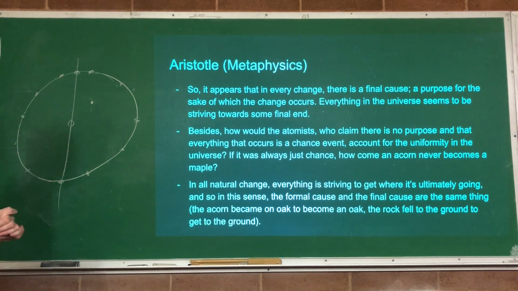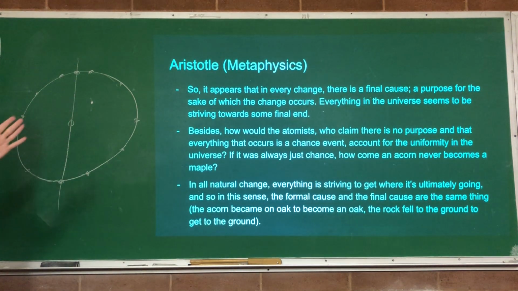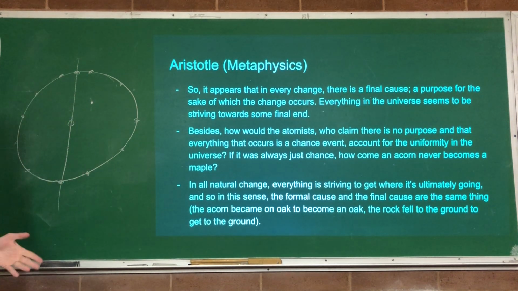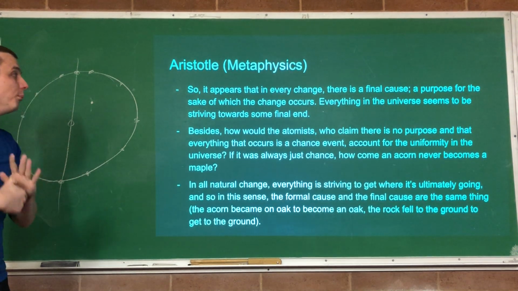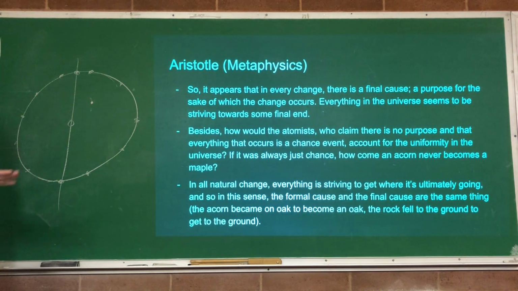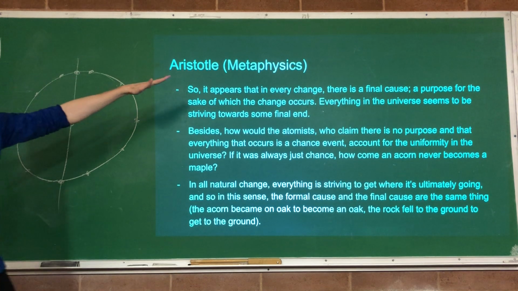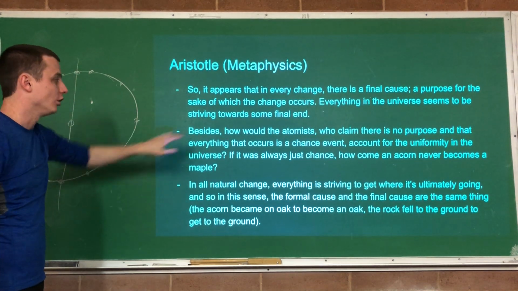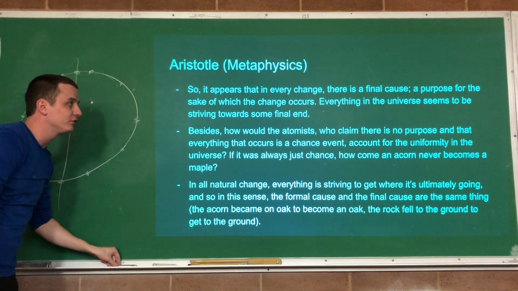So now we've done it. We've explained change. So it appears that in every change, there's a final cause. The first 3 causes are pretty simple. It was the final cause that threw us for a loop. Okay, we've now explained the final cause in every change we see in the universe. A purpose for the sake of which the change occurs, the final cause. Everything in the universe seems to be striving towards some final end. Right? Make sense?